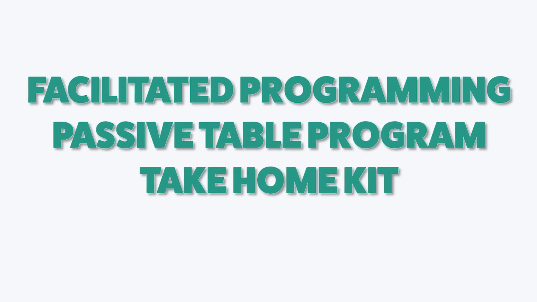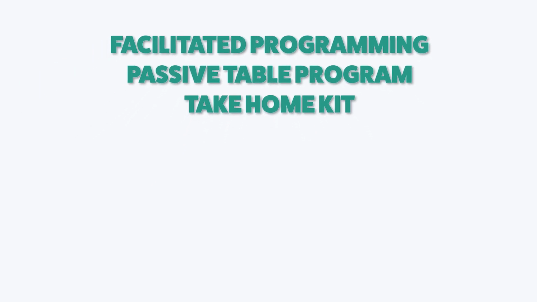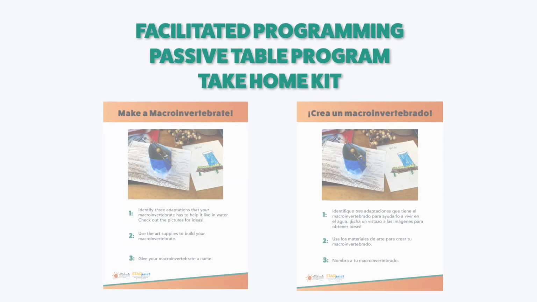The implementation guide included with the Build-A-Bug activity on the STARNet STEM Activity Clearinghouse includes a printable bilingual table sign with instructions for the activity in both English and Spanish, making it an excellent passive table program for your library. Additionally, you can create easy take-home kits by printing the activity instructions and including them with supplies in a sandwich bag. Invite your visitors to take photos of their at-home creations to share on social media and tag your library.